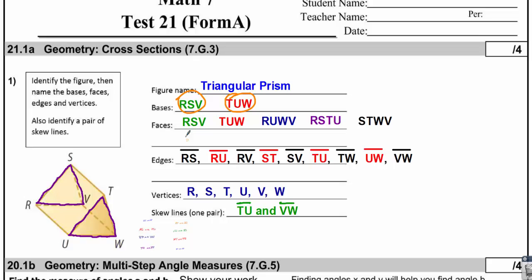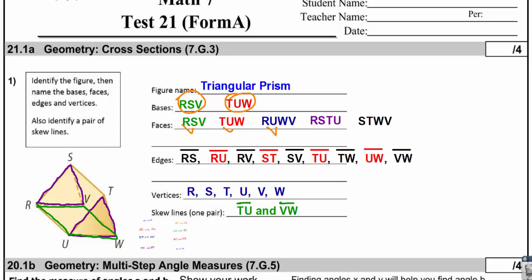You'll notice those bases, when we get down to faces, are also faces. So you have to remember, a base is also a face, but not every face gets to be a base. For example, another face, one of the rectangles, is RUWV. You can see that face right here, RUWV. It can't be a base because it's not parallel and congruent to any other side.